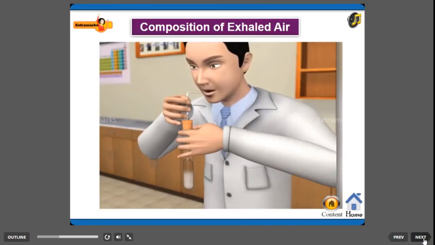So here the normal breathing rate of a person is like 15 to 18 in a minute, but if a person is doing some heavy exercise or running, it may go up to 20 to 25 breaths in a minute. What is the main constituent of exhaled air? Let us find out. So here, what all is being exhaled out is what we are going to study now.